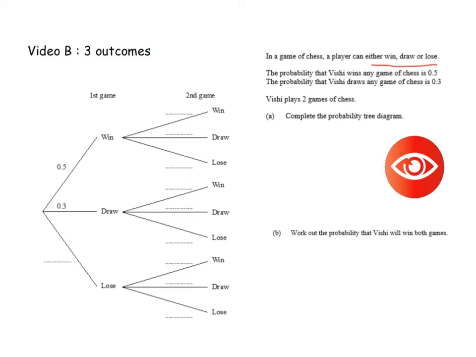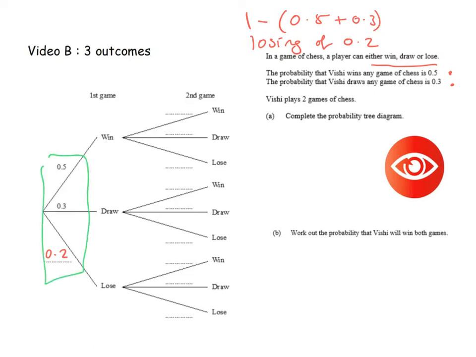The probability of winning is 0.5, the probability of drawing is 0.3, so that means the probability of losing is the 2 of those events added together and then taken away from 1. So that leaves you with a probability of losing of 0.2. So we can fill in that missing value. Again, that branch there has to add up to make 1.